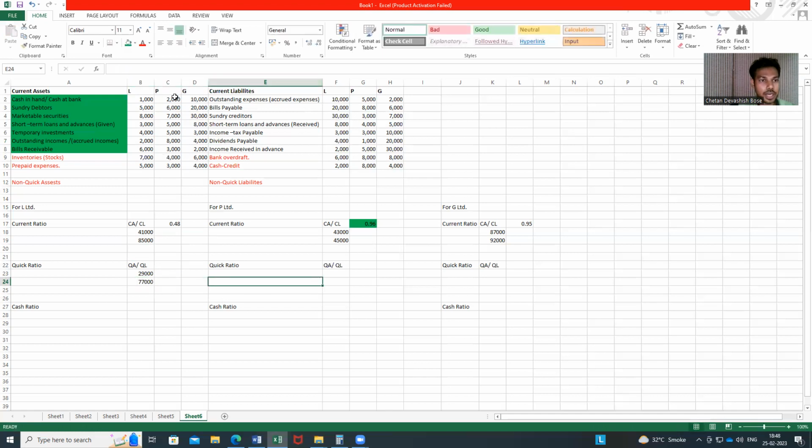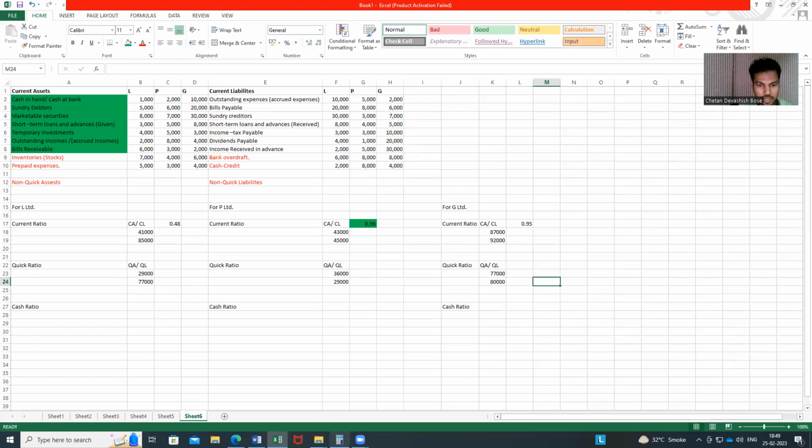Similarly, I will do that for P Limited, which is 36,000. You take your time and check, are you getting the same amount, same figure? 29,000. And for G Limited, 77,000 is the amount of quick asset and 80,000 is the amount of quick liability.